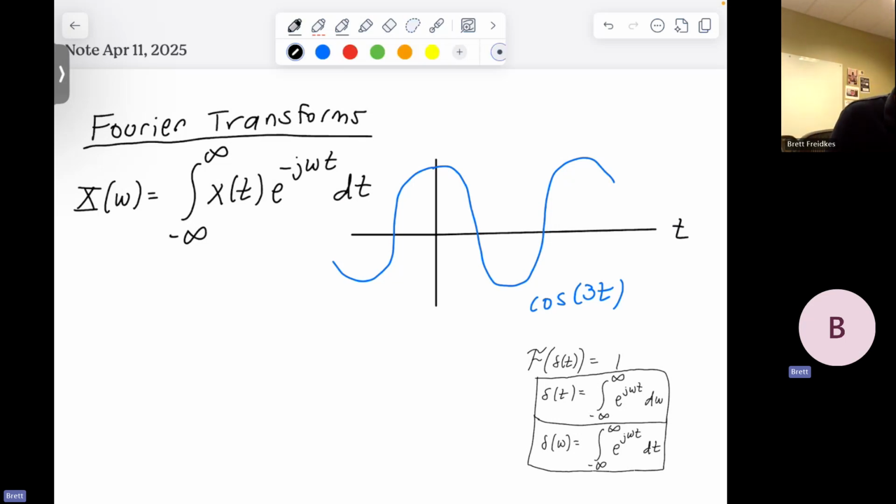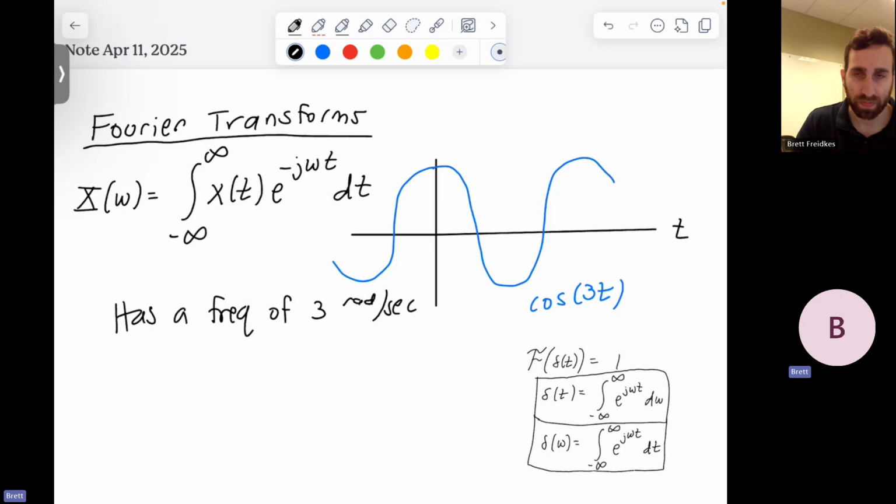Now, I give you a cosine wave that is cosine of 3t. So that means that this function has a frequency of 3 radians per second. And remember that the goal of the Fourier transform is to see what frequencies make up a signal. In this specific signal, it's only made up of one frequency at 3 radians per second. So we would expect something that has zero values everywhere in the Fourier domain, except at omega equal to 3.